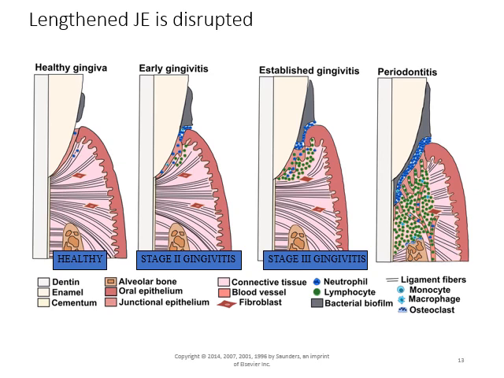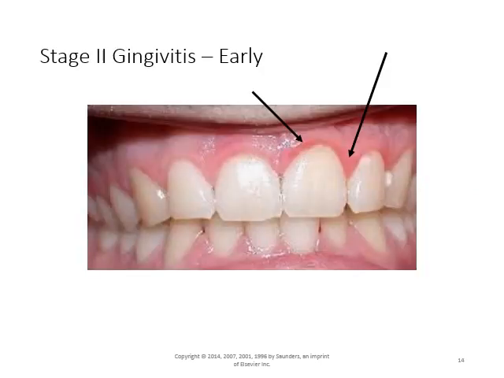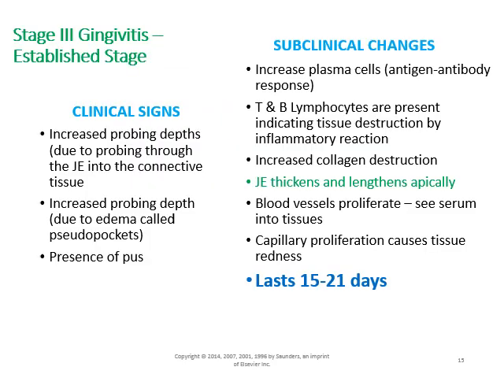In established gingivitis, or the third picture, stage 3 gingivitis, you can see how the junctional epithelium is continuing to disrupt. It is still attached at the CEJ, but it's getting thicker. And then in the fourth picture, you can see that it's no longer attached at the CEJ. It's been completely disrupted. This is a picture of what early gingivitis would look like clinically.